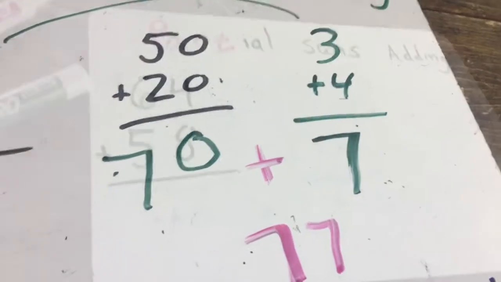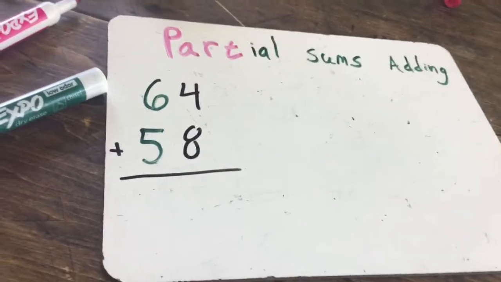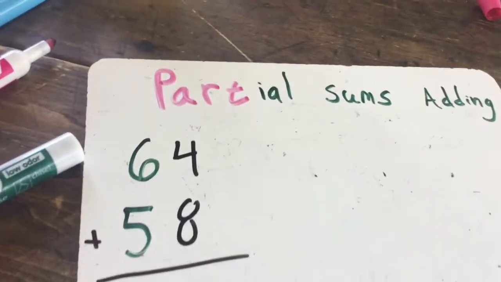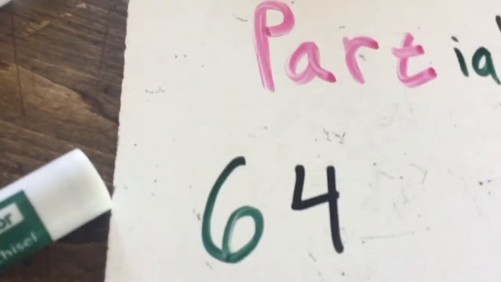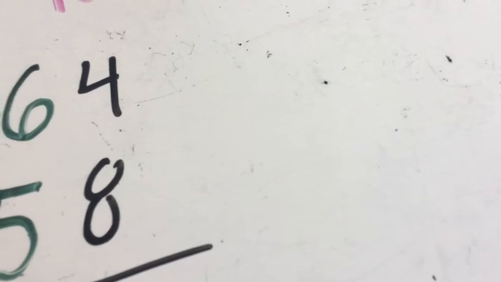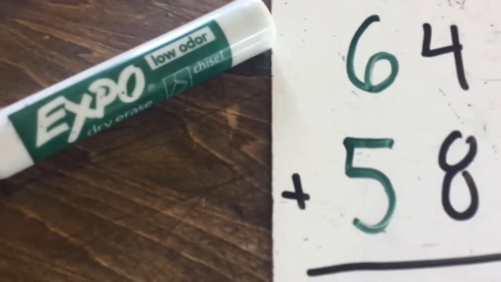Let's do another one. Okay, another example, 64 plus 58. Partial sums. Break them up into parts. So the first thing I'm going to do is take my ones place numbers and move them over here. Add them up. 4 plus 8. Then I'm going to do another problem with the tens place.